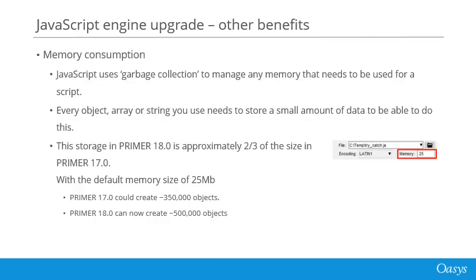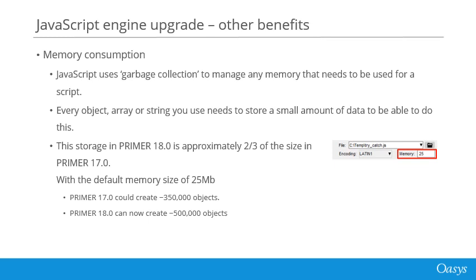As well as adding support for ES6 features, there are also other advantages to upgrading the engine, and I'll now discuss a few of them. Firstly, the amount of memory that's required for garbage collection has been reduced in the new engine. Every time you create an object, array, or string in JavaScript, it has to allocate some memory and keep track of it. It does this automatically for you, and you do not need to do anything. It does this by a process called garbage collection. This also uses a small amount of memory.